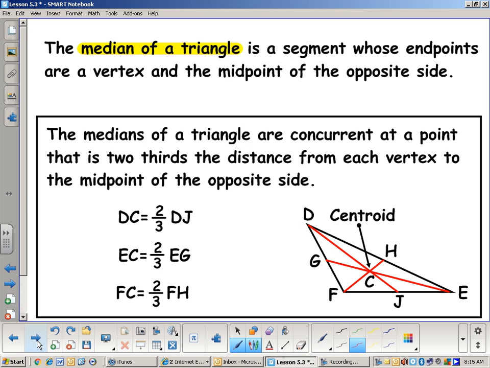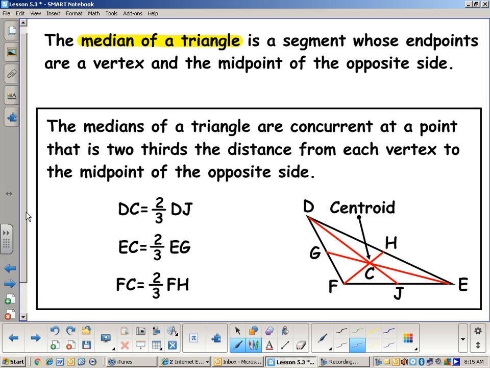Okay, a couple more. Median. The median of a triangle is a segment whose endpoints are a vertex and the midpoint of the opposite side. The center is a vertex and the midpoint on the opposite side.